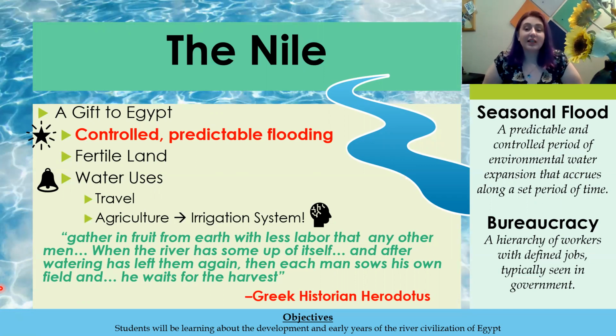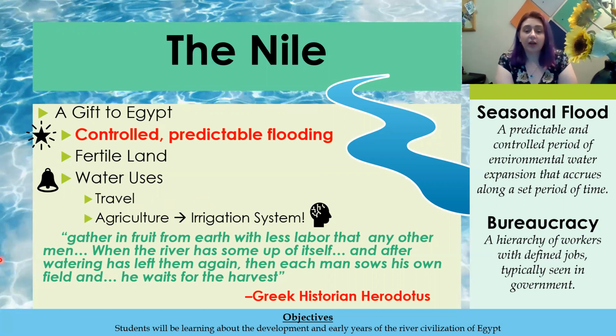It has what's called seasonal flooding. This is a predictable and controlled period of environmental water expansion, where the river grew outwards in order to encompass land, and then it would recede afterwards to showcase this very fertile land along the edges. The water was used both for travel as well as for agriculture. They developed one of the earliest irrigation systems that we have, and developed it so well that it's still used in many parts of Egypt today.